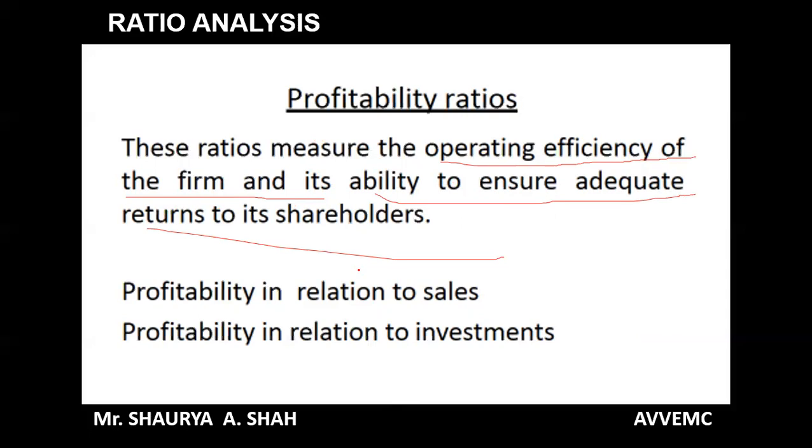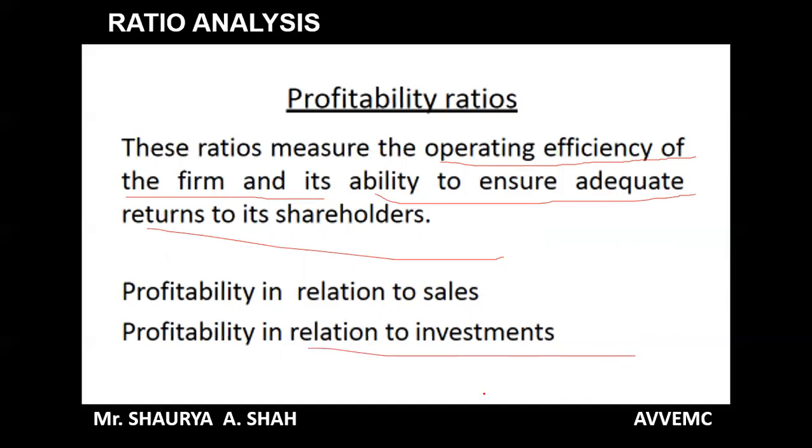Right? What do you mean by profit? Every business unit is established to earn profit. You must be agreeing, and developed on that basis, these ratios give the idea about the progress of the company. Every stakeholder, maybe shareholders, creditors, debenture holders, or the owners of the company, is interested in profitability. So what is the relation of profitability to sales? How much we are selling, how much we are earning. Second is profitability in relation to investment.